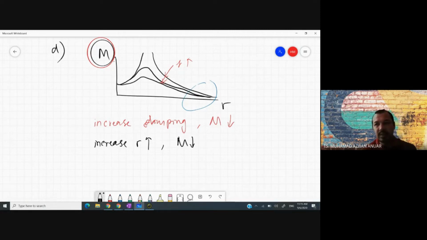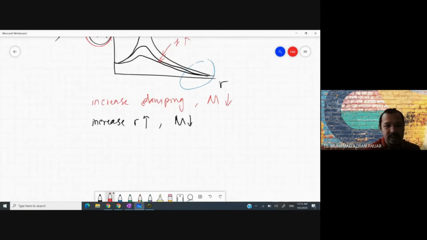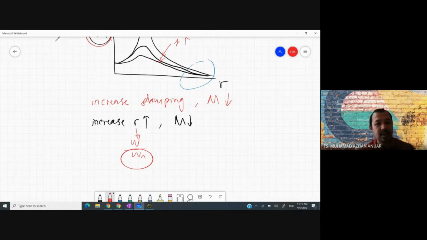And in order for us to increase R, what is R here? R is equal to omega divided by omega N. Normally you cannot control the omega because it is from the manufacturer. The rotating part, the excitation part, basically comes with the machine. You cannot control that one. But you can control omega N. So in order to increase the value of R, you can decrease omega N.